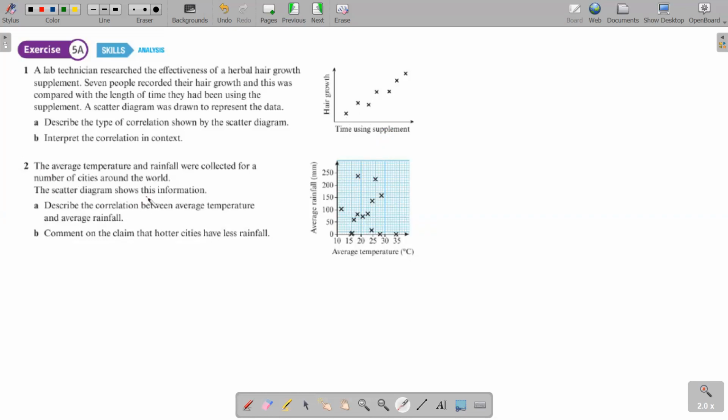Question number 2, the average temperature and rainfall were collected for a number of cities around the world. The scatter diagram shows this information. So they have collected the average rainfall according to the average temperature. The average temperature is our control, the independent variable, and the average rainfall is our response. So describe the correlation between average temperature and rainfall.